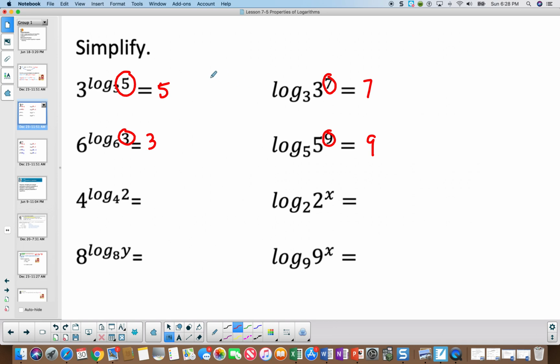All right, let's go ahead and simplify. 3 to the log base 3, these undo each other, so we'll just get 5. These will undo each other, an exponential and a log inside of it will just give 3. A log and inside an exponential will just give 7. They will undo each other and we'll just get the 7.